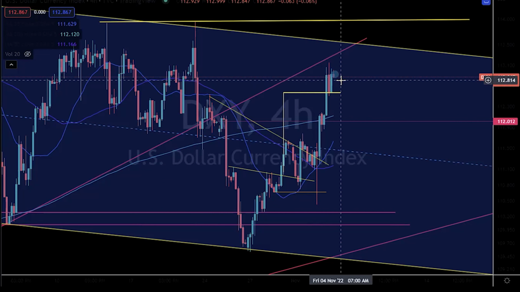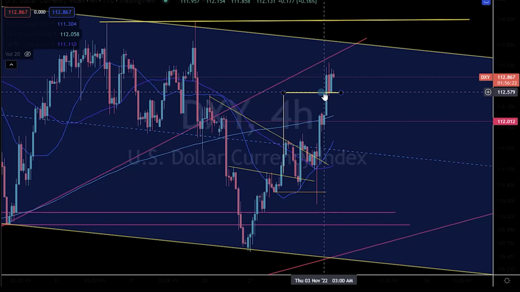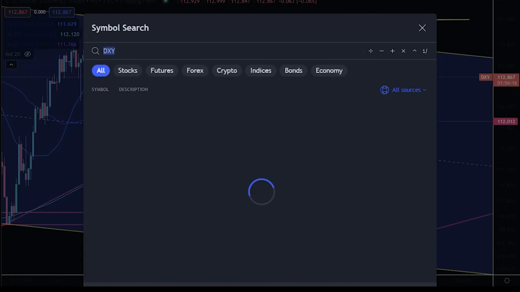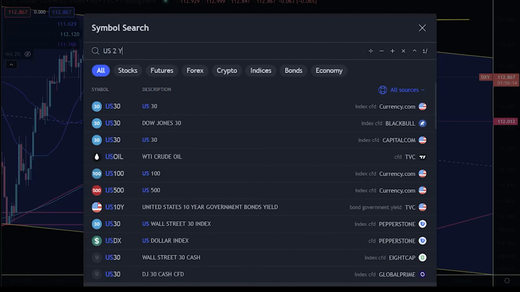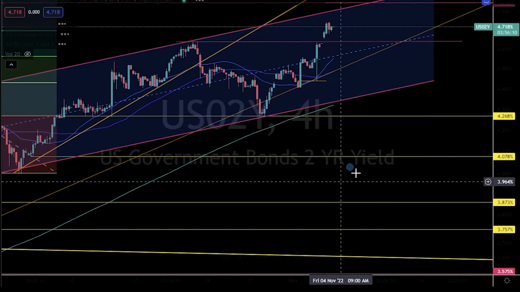So that is going to be some resistance in the near term. But if this consolidates basically in this upper range above this key 112.50 level, that is going to be extremely bullish for the DXY, which should put additional pressure on the markets. And if you look at the yields, they are on a short-term breakout.